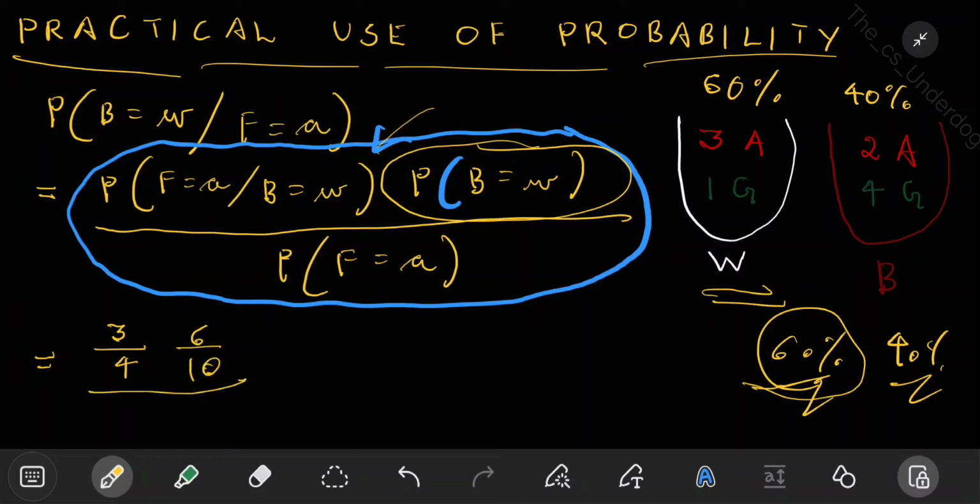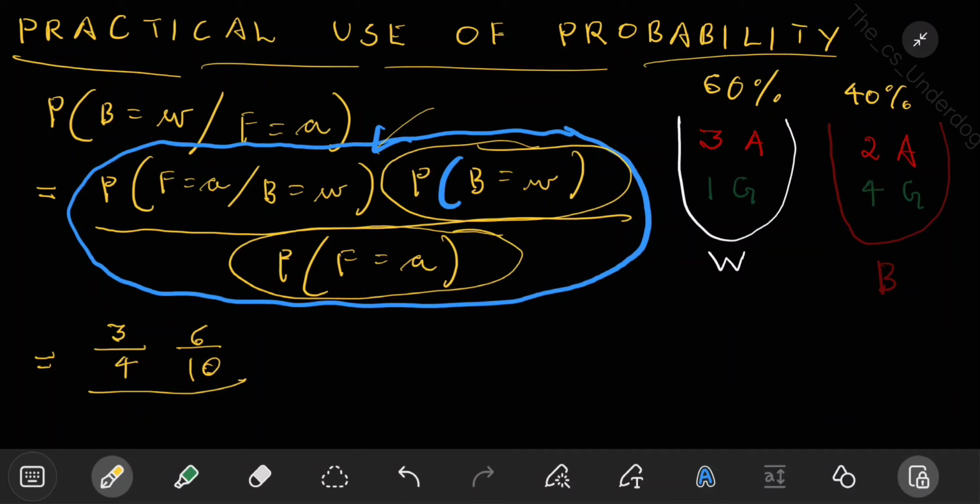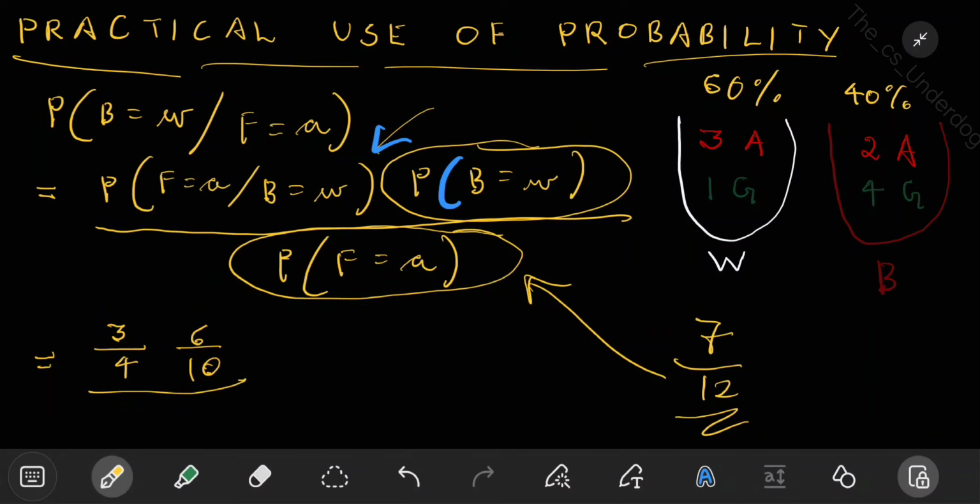Whole divided by probability of fruit equal to apple. What did we solve just a few minutes back? We solved this. What is the probability of fruit equal to apple? What was our answer? Do you remember? It was 7 by 12. We got the answer as 7 by 12 for probability of fruit equal to apple. So using this result here, we'll divide this by 7 by 12. So what is the answer here?